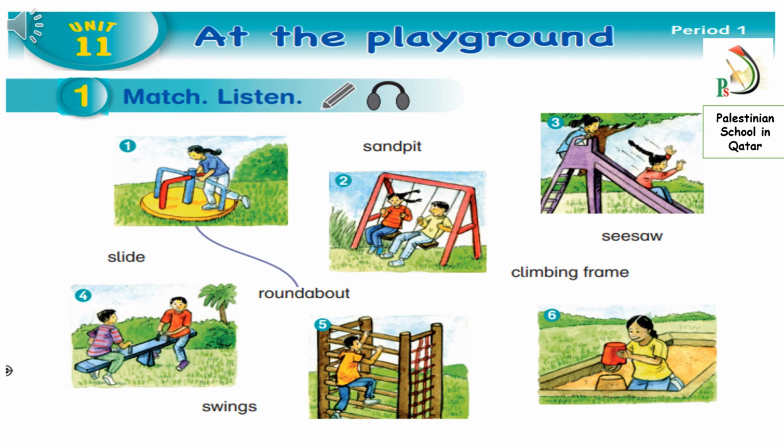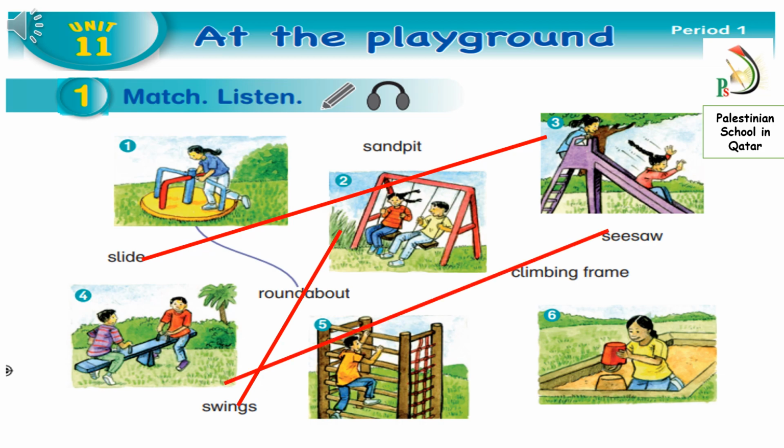Track 14. Unit 11. Period 1. Activity 1. Match. Listen. 1. She likes the roundabout. 2. They like the swings. 3. They like the slide. 4. They like the seesaw. 5. He likes the climbing frame. 6. She likes the sandpit.